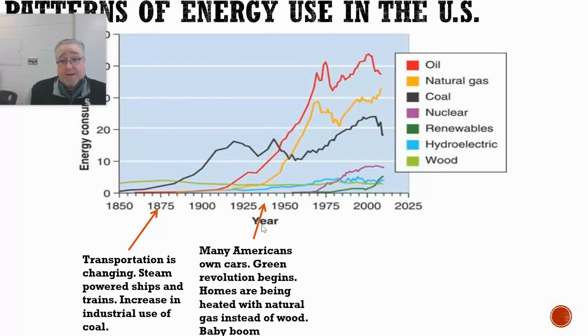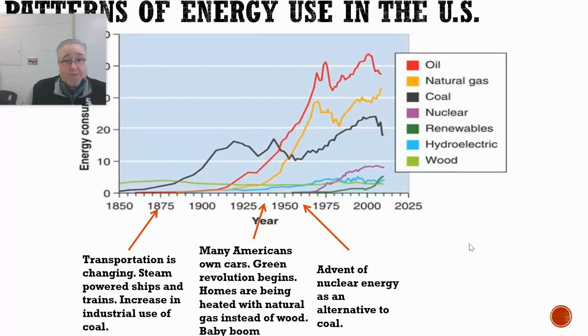Another point in time here is around the 1940s. This is around the baby boom era. This is also a time when the green revolution started to crank up a little bit. Agriculture started to change. A lot of people now in the 1940s are heating their homes with natural gas instead of using wood. Before that, believe it or not, a lot of people used wood to heat their homes. So you can see here, for example, the natural gas, that yellow line, is going up. That red line, that oil line, remember, people are owning a lot more cars now, so you can probably see that line goes up a lot as well.